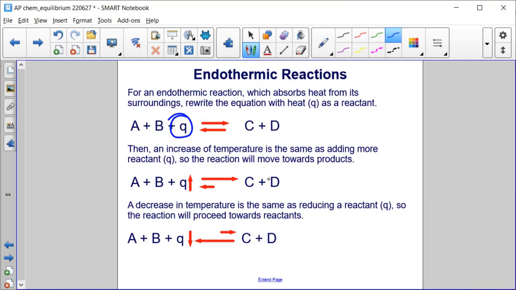A decrease in temperature is the same as reducing a reactant, Q. So we've got to shift our equilibrium to make more reactants to put back that amount that was decreased.